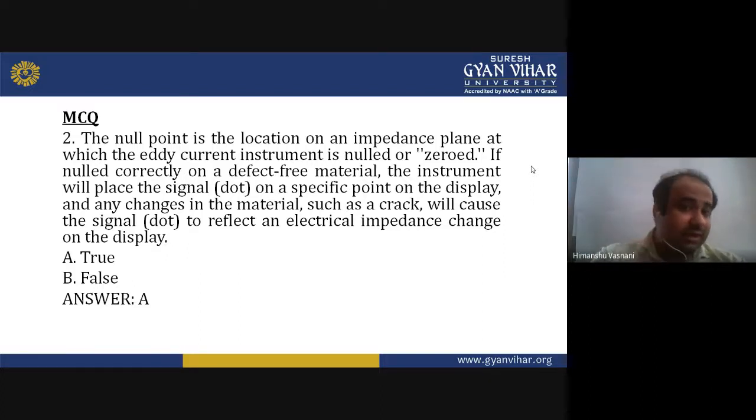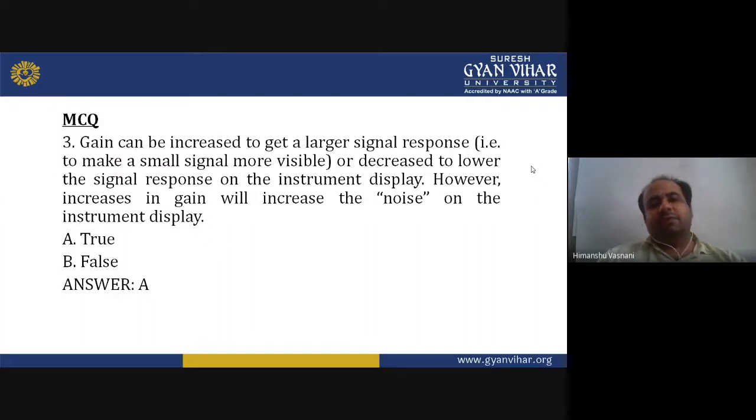Now, if the instrument is nulled correctly on a defect-free material, it will place the signal dot on a specific point on the display, and any change in the material, such as a crack, will cause the signal dot to reflect an electrical impedance change on the display. This is true.